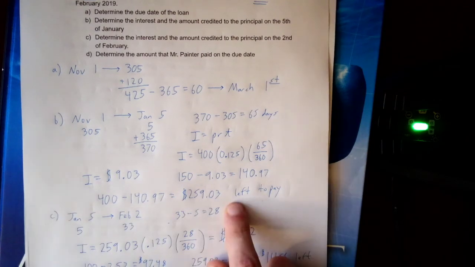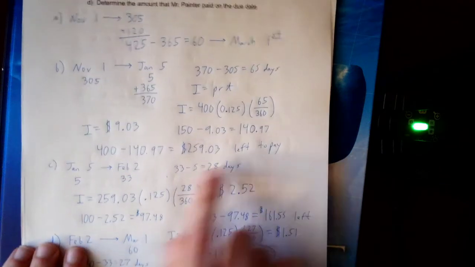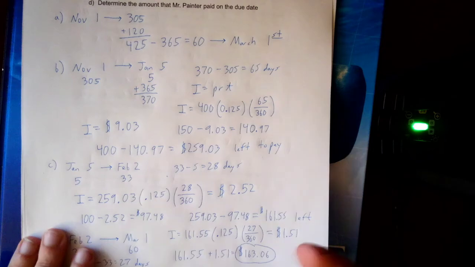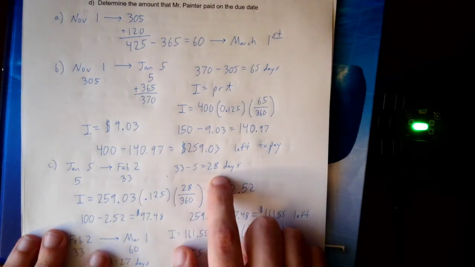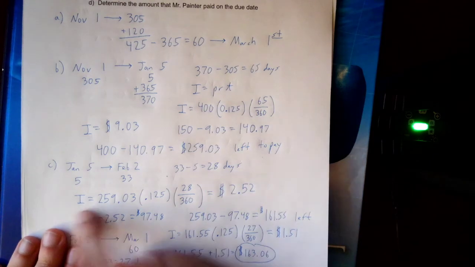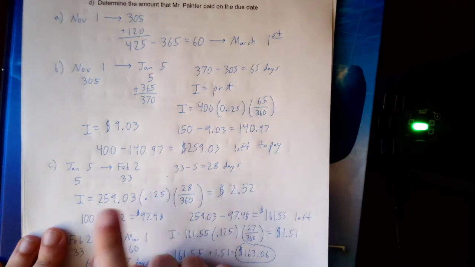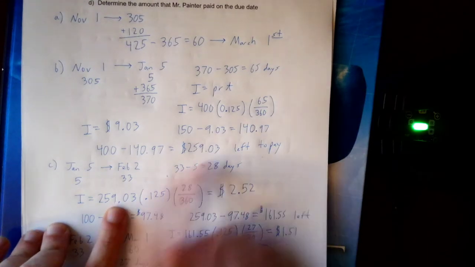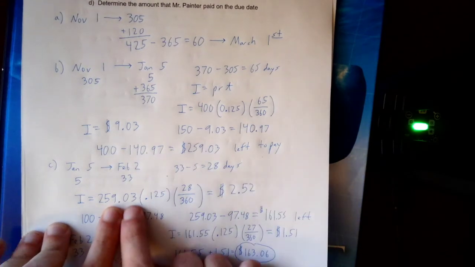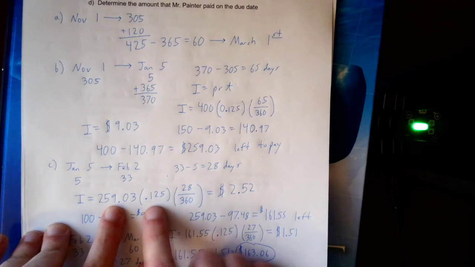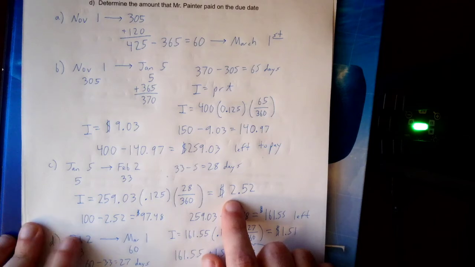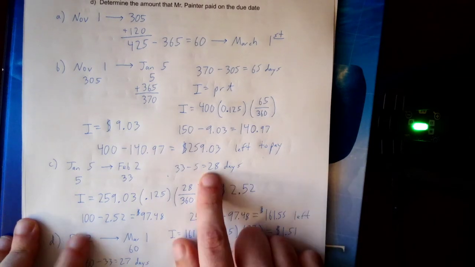I calculated how much remained. Then, from the 5th of January to the 2nd of February, some time passed, and then I made another payment, specifically 28 days of time. So how much interest built over those 28 days? Well, the interest only builds on the new principal. How much is left? I've already paid some of it. It's still the same rate, and now the time is 28 days. That was about $2.52 worth of interest over those 28 days.